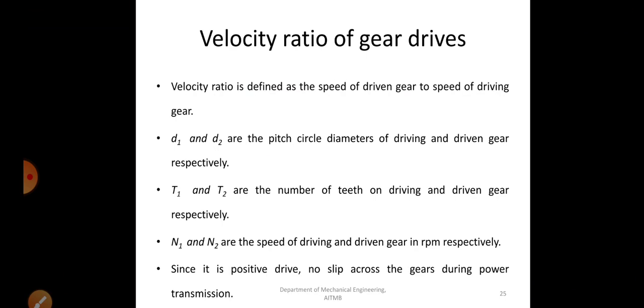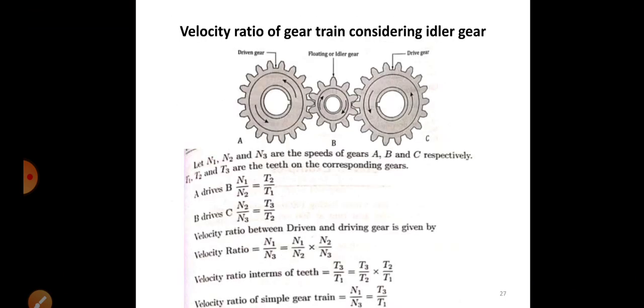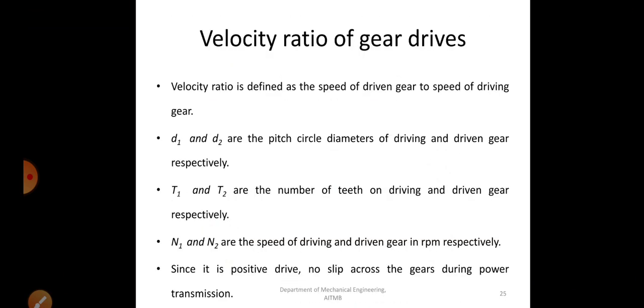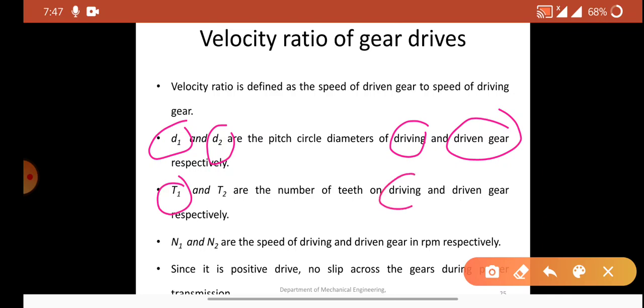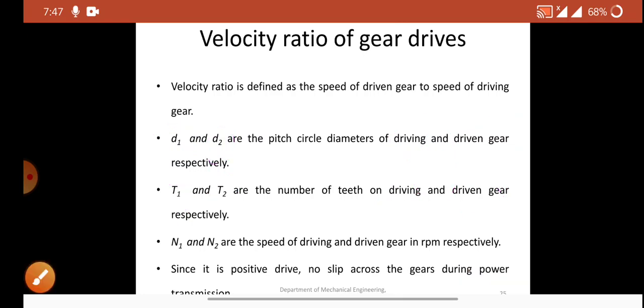I will consider D1 as the pitch circle diameter of the driving gear and D2 as the pitch circle diameter of the driven gear. Similarly, I will consider T1 as the number of teeth on the driving gear and T2 as the number of teeth on the driven gear. N1 and N2 are the speeds of the driving and driven gear respectively.